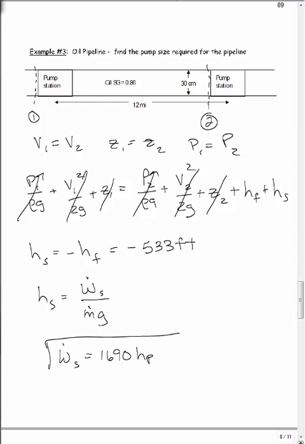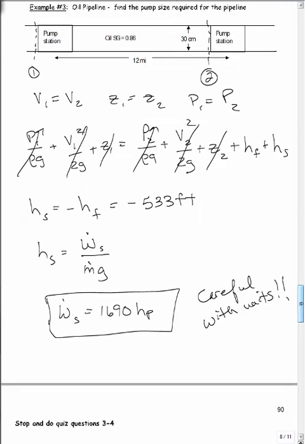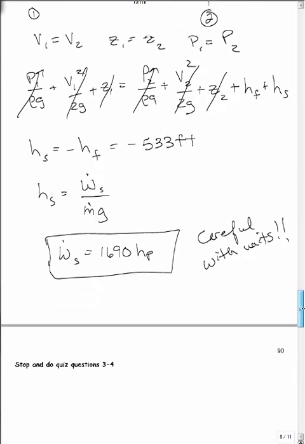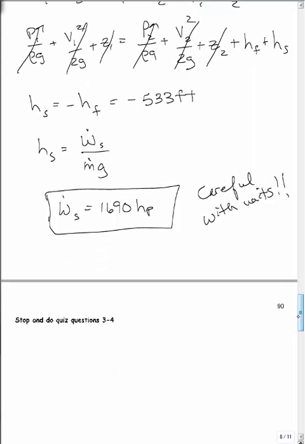Again, be very careful with units on this equation. You got a bunch of conversions to make. And horsepower does not convert directly. You need to look up, there's like a 550, what is it, foot-pounds per second in a horsepower, I think. Okay, so stop here and do quiz questions 3 through 4.